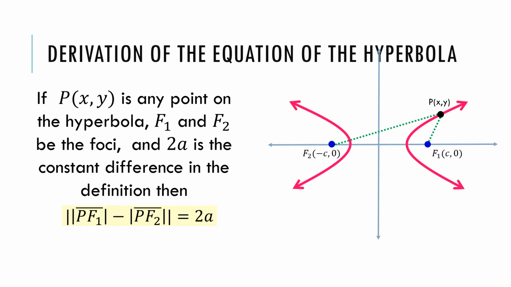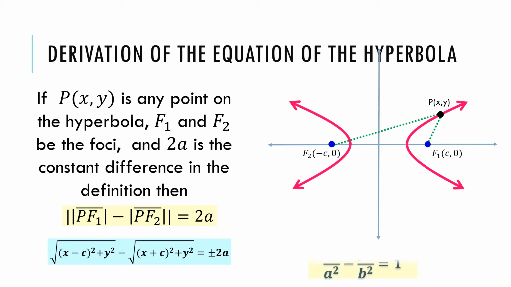Alright, deriving the formula or the equation rather of the hyperbola. Suppose we have point P at (x, y) and the two foci are located at (-c, 0) and (c, 0). So according to the definition, the distance of P to F, the first focus, minus the distance of P to the second focus, in absolute value, is equal to 2a. Now, using the distance formula, di na natin masyadong i-elaborate.